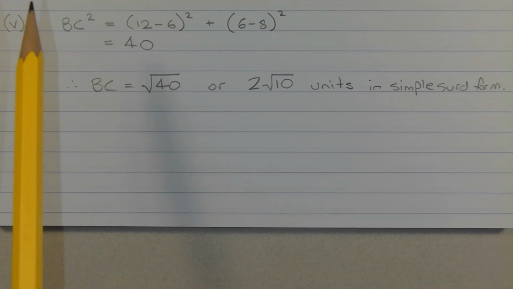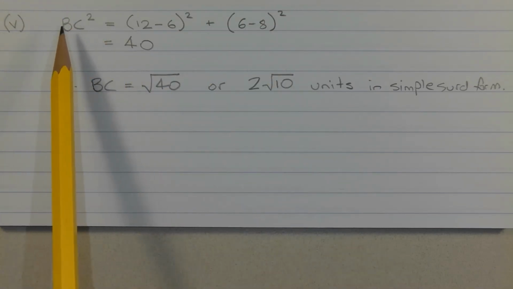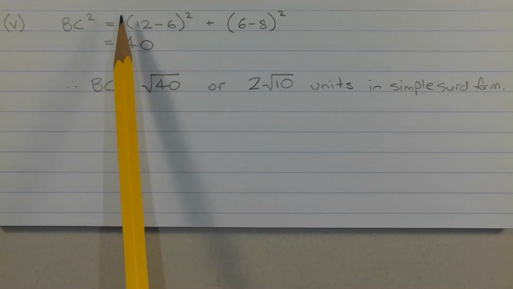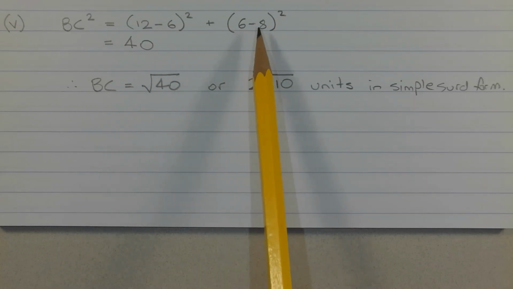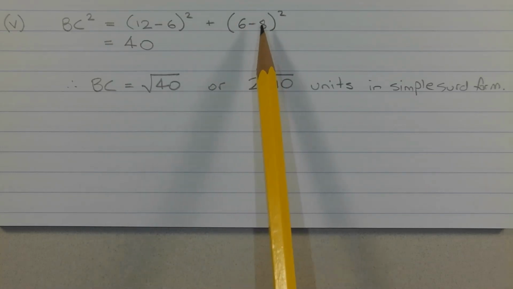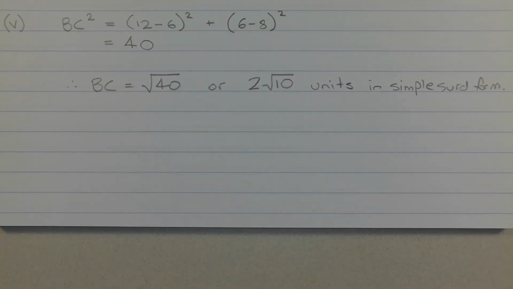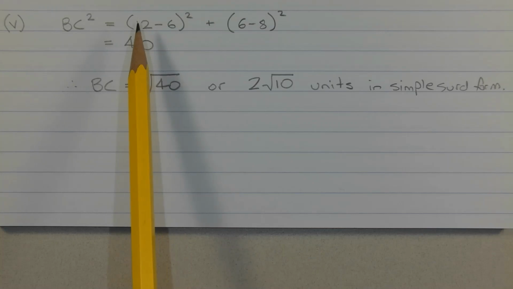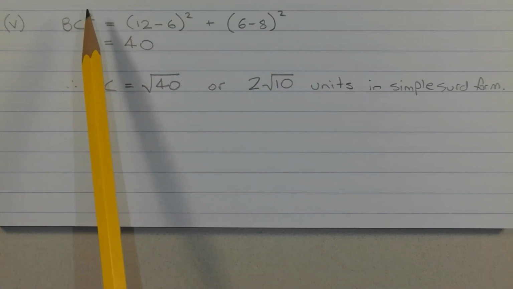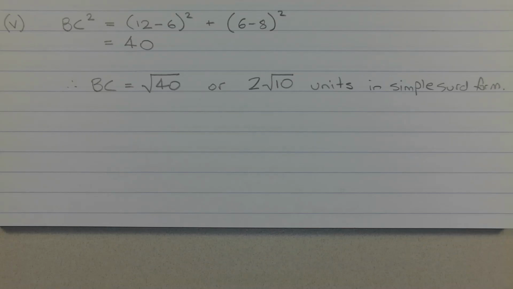Showing the working out, using Pythagoras' theorem, we have BC squared is equal to (12 minus 6) squared plus (6 minus 8) squared, or we could write it as (8 minus 6) squared. It doesn't matter whether it's negative or positive inside the brackets. Since we're going to square it, the negative will turn into a positive anyway. So evaluating the right-hand side, we get BC squared is equal to 40. Now we need to take the square root of that to find the length of the hypotenuse. So BC is equal to the square root of 40, or 2 root 10 units in simple surd form.